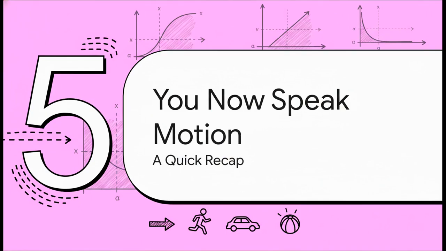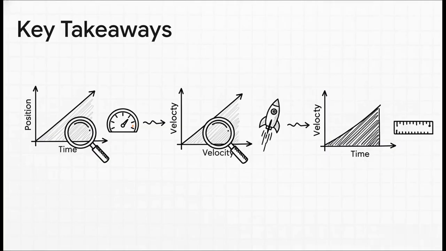So let's just do a super quick recap of the fundamental rules we've covered. Okay, if you remember nothing else, remember these 3 key takeaways. First, the slope of a position graph tells you velocity. Second, the slope of a velocity graph tells you acceleration. And third, the area under a velocity graph tells you displacement. With just these rules, you can decode the story of pretty much any journey.